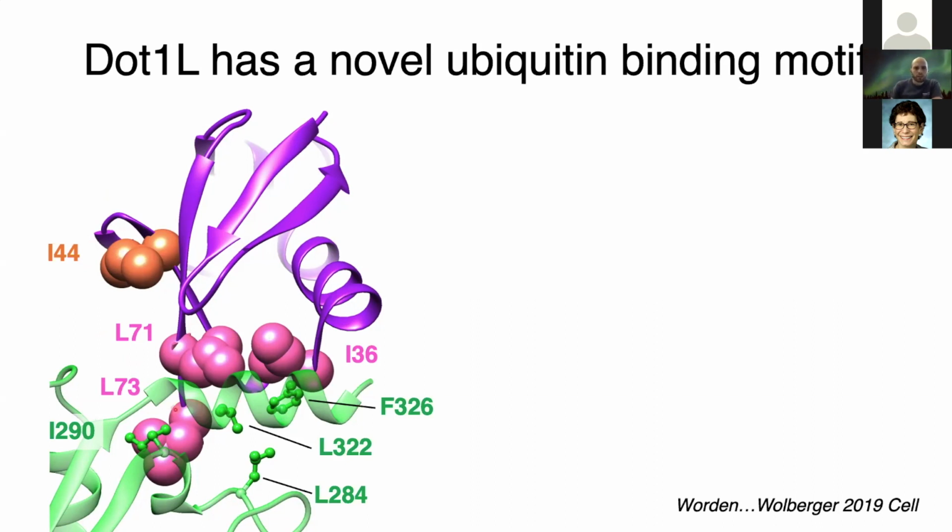And if we look at the interaction between ubiquitin and Dot1L, we can see that this hydrophobic patch of ubiquitin binds in a somewhat unexpected manner to Dot1L, where Dot1L interacts with these hydrophobic residues using a hydrophobic surface on its C-terminal section composed of these residues in green. And importantly, this hydrophobic surface of Dot1L does not really resemble any known ubiquitin binding motifs. And so it's therefore a sort of novel ubiquitin binding motif that is specific for Dot1L.